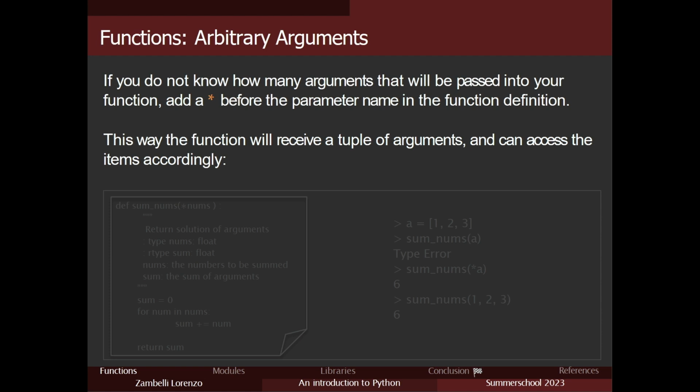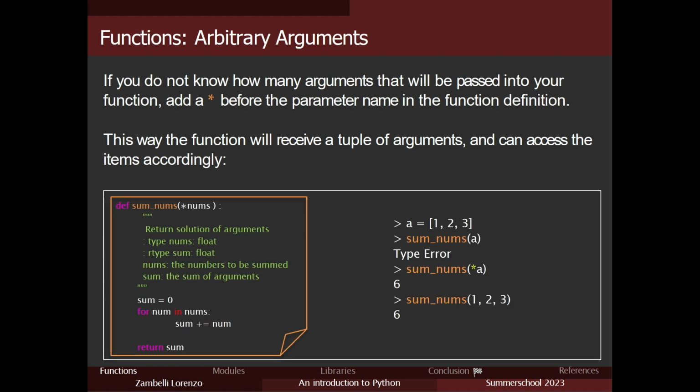Okay, arbitrary arguments. Sometimes you don't know how many arguments you want to pass. In this case you use the star before the parameter name. In this way, you receive a tuple of variables, a way to compact them. So we write our function, the description of the function, and a basic for statement.